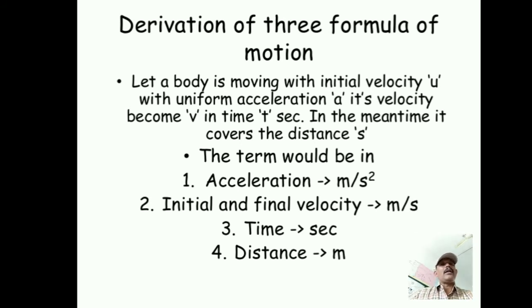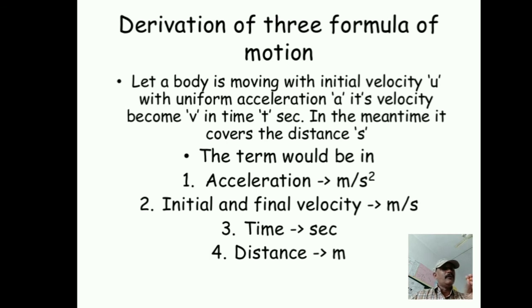For the derivation of the three formulas of motion, let a body be moving with initial velocity u with uniform acceleration a, and its velocity becomes v in time t seconds. In the meantime it covers the distance s. Acceleration is written in the SI unit meter per second square. Initial and final velocity are written in meter per second, and time SI unit is second. Distance is in meter. So all these are SI units.